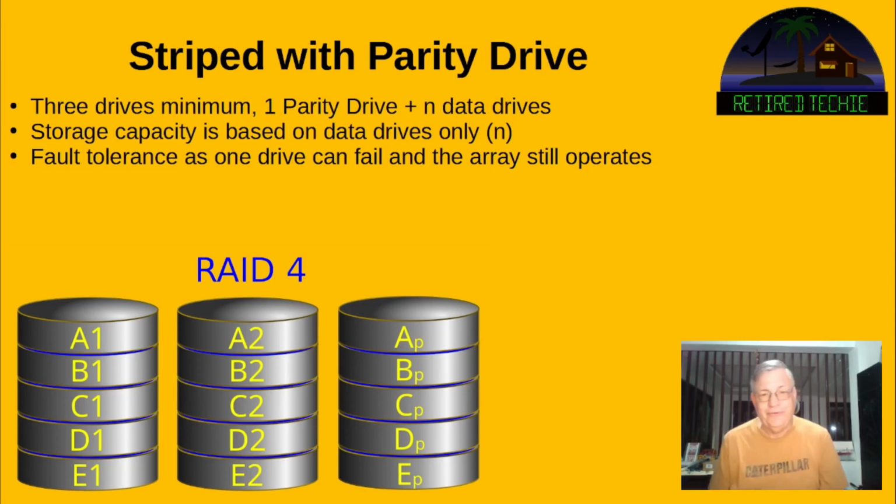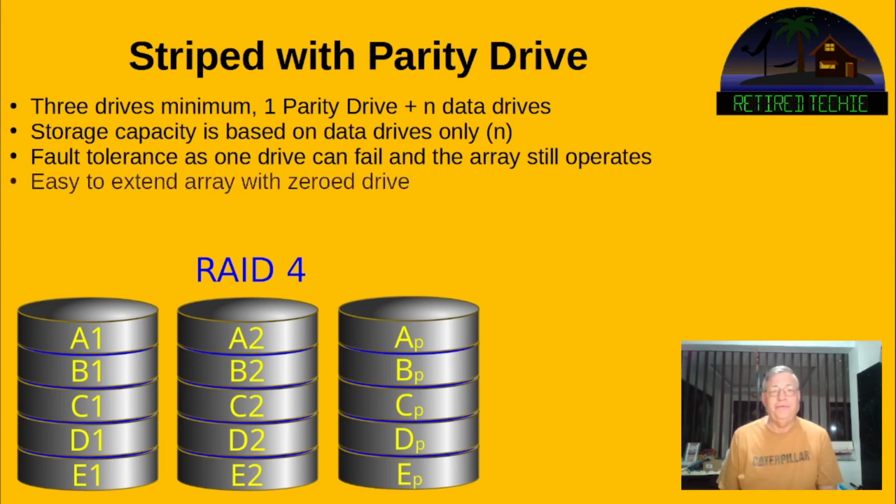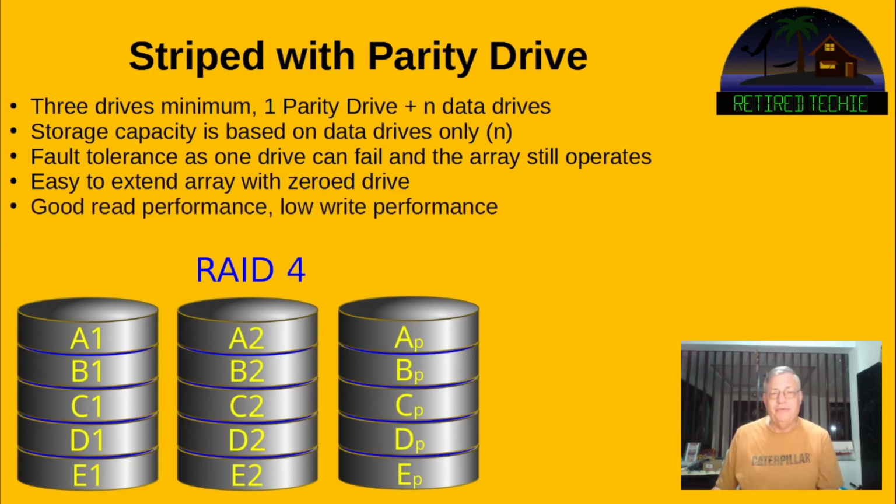Another advantage of RAID 4 is it's easy to extend if you zero out a drive, and that basically means writing zeros to every block on the drive. Then you just add it in and you extend out your number of data drives, and it'll automatically pull the drive in, but you've got to zero the drive first. It's got good read performance, again reading from multiple disks, and low write performance because you're doing parity checks and parity writes. Otherwise it's okay.